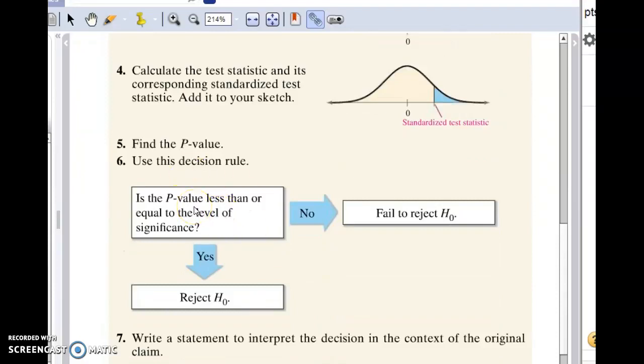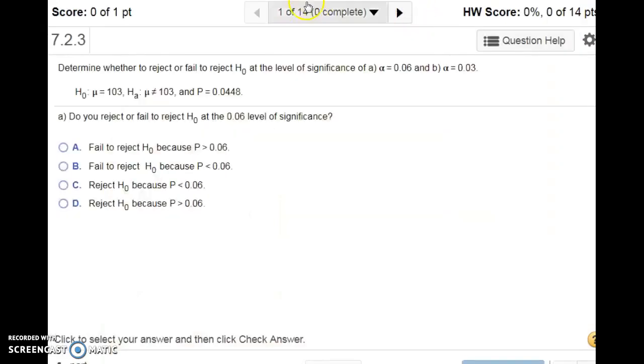If the p-value is less than or equal to our level of significance, our alpha, that's when we reject our null. If it's not, we fail to reject our null. And so problem 1 here gives you a p-value, and it's just asking you to compare that to the level of significance. If it's less than it, you're going to reject your null. If it's not less than your level of significance, you'll fail to reject the null hypothesis.